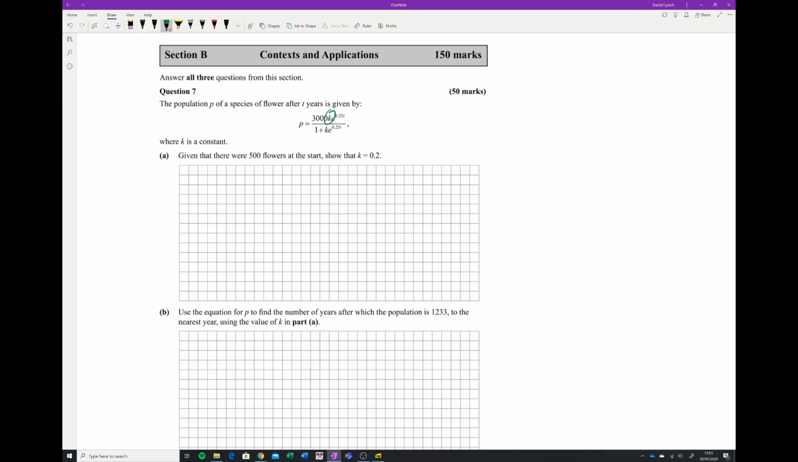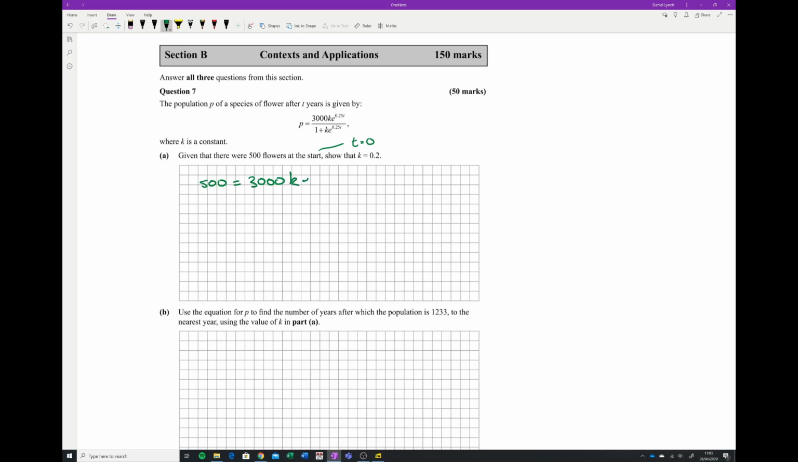There's a constant which often we have to find at the beginning. Initial conditions just means that t is equal to 0. A really, really common thing that they do is start off giving you that t is equal to 0, giving you the population, and you just find out what k is, what is the constant. So that is actually what happens in this case. Given that there are 500 flowers at the start, that's important, you can translate that into t equals 0.